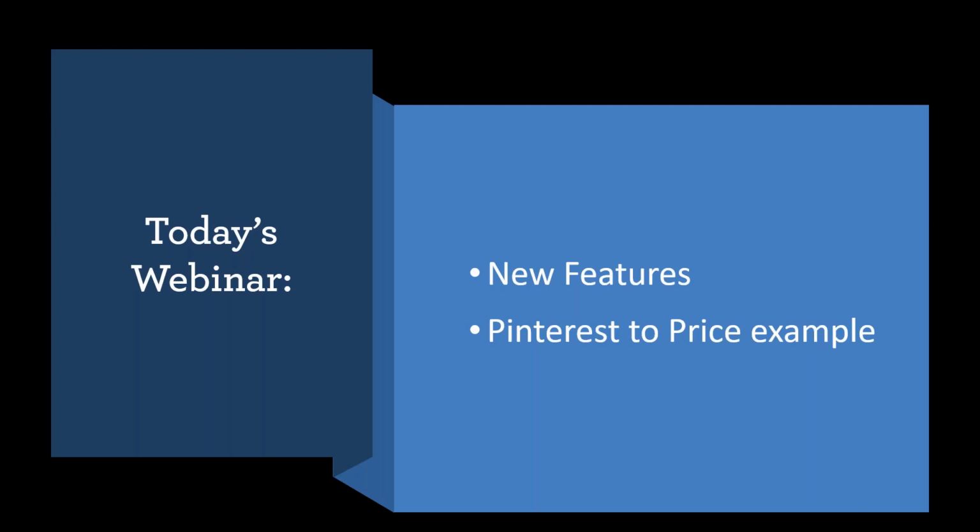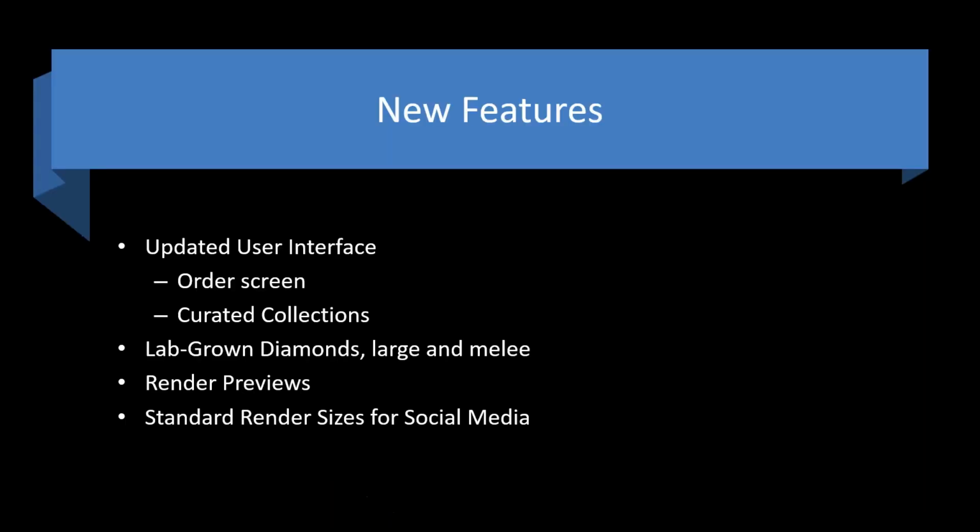So the way that we're going to do that is by walking through a Pinterest to price example where we say that a customer brings in, or gives you access or shows you, a Pinterest board, and then what you can do from that point is build out the design in CounterSketch. So we're going to look at that Pinterest board, create something similar using CounterSketch, and in the process, I'm going to highlight some of these new features that we've added to the software. So that's what we're hoping to accomplish today in our hour together.